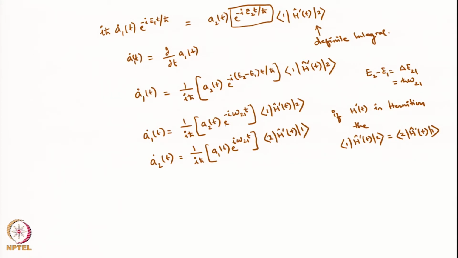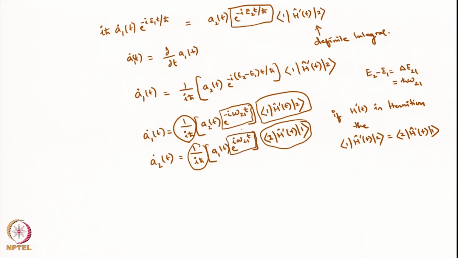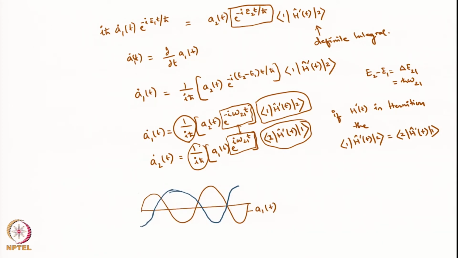If you look at the constants, i h bar is a constant, and these integrals are also constants because they are definite integrals. They will either be complex conjugates of each other or equal to each other. Now you can see that A1 dot's dependence on A2 is with the function e to the power of minus i omega 21 t, whereas A2 dot's dependence will be on e to the power of i omega 21 t. So these two functions are out of phase with respect to each other. It's simply something like this. So that will be our A2.